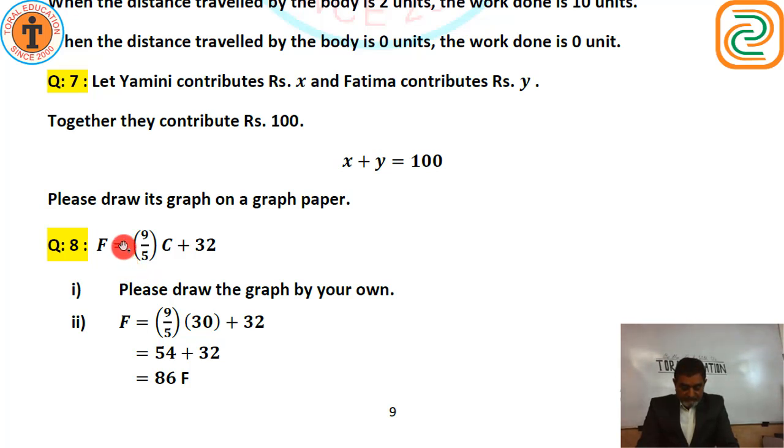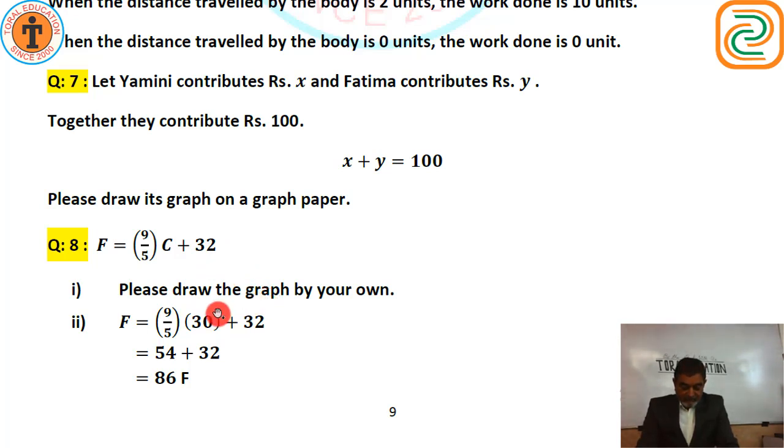First, draw the graph of the linear equation above using Celsius for x-axis and Fahrenheit for y-axis. Friends, please draw the graph by your own. Take different values and you will get F as different values, and you can take x and y axis on the graph paper and draw the graph.